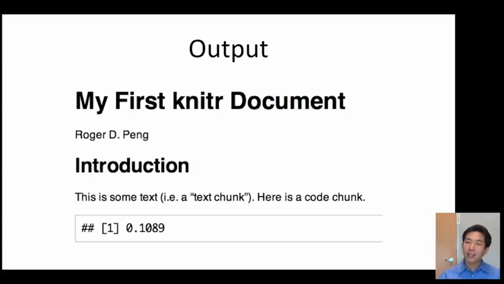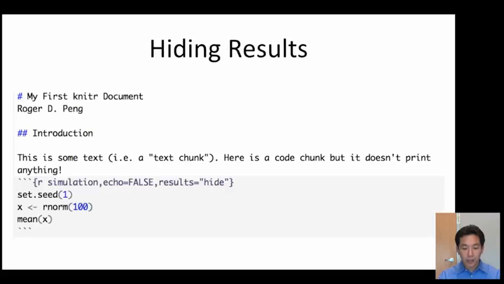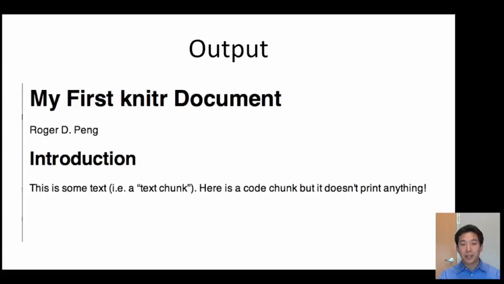Again, you can see it looks like the original document that I had in the previous example, but I don't see the code. I only see the output, which is the mean. You can also hide the results too if you want to. In this case, it doesn't make too much sense, but you could do it by adding the results equals hide option. And then when you see the output document, you see that all the text is there, but there's no code and there's no results.